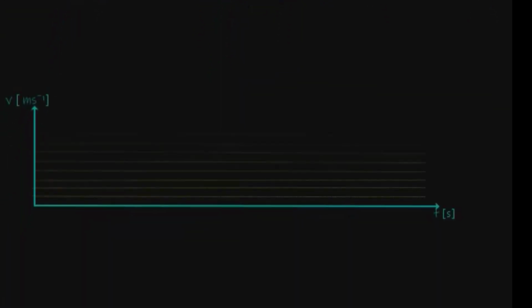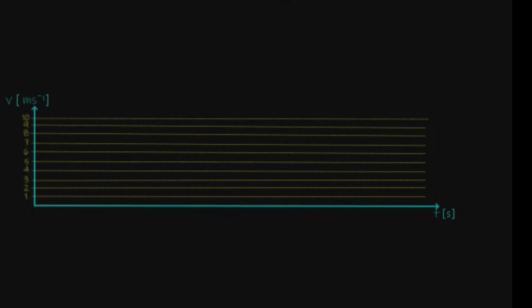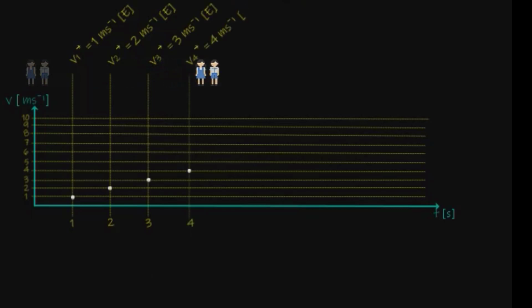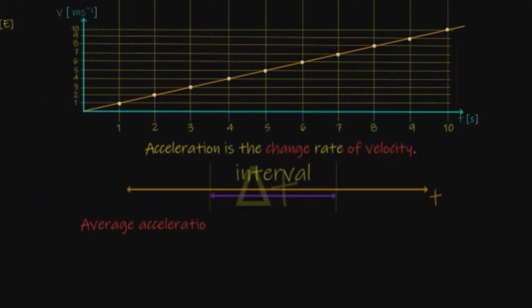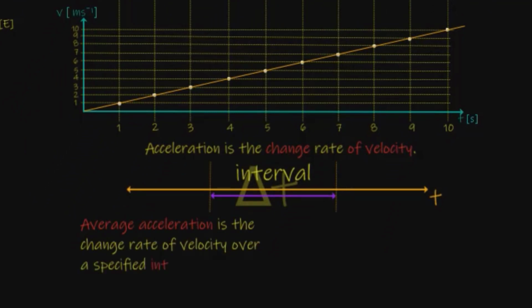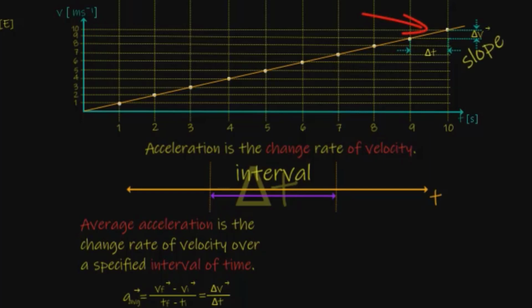Now, let us zoom in and put the velocity values into a graph. We now can clearly see the change in velocity, which is called acceleration. Acceleration is the change rate of velocity. If we talk about velocity changing over a specified interval of time, that means we talk about average acceleration. It is actually easy to say that this is the slope of this graph.